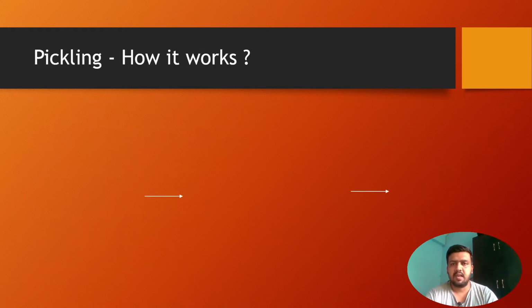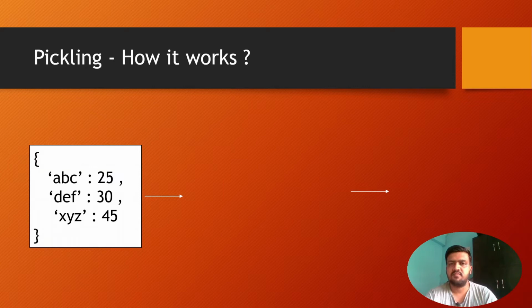So how does pickling work? How is the object saved into your file system? Let's find out. First of all, let's say you have a Python object. This is a dictionary, but consider it as an example. You have this Python dictionary that you want to save on your local PC for further processing or to save as a checkpoint or something.